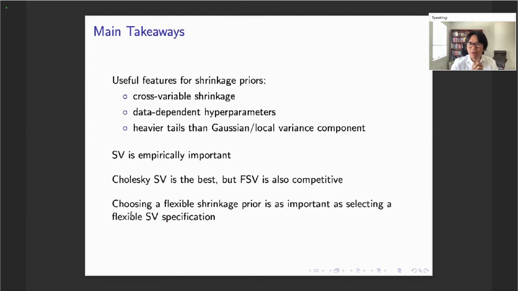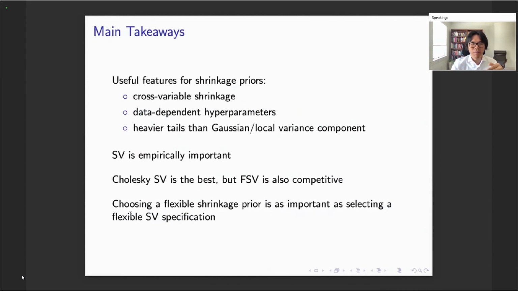I'm running out of time, I know, so I will just have this slide to conclude. What I've learned so far in my adventure in estimating large VARs is that a few features of Minnesota priors are important. One is cross-variable shrinkage. Another is that you estimate the hyperparameters. And maybe you also want to go beyond the Minnesota prior by considering a heavier-tailed prior distribution, like all these global-local priors. They are all very good.